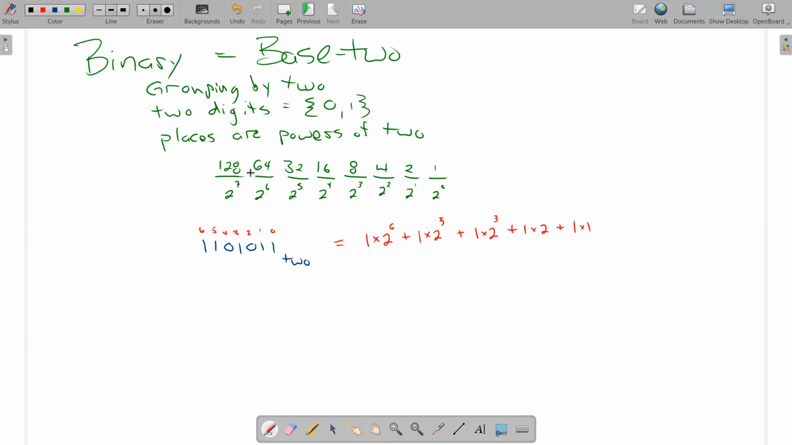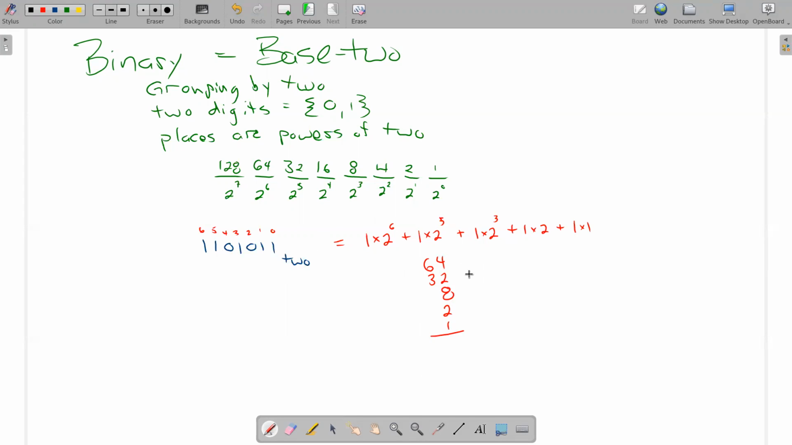And the cool thing about base 2, however, is that if a place is there, it's just that place. There's no 2 times it or 3 times it. It's just there or it's not. So 64 was there, 32 was there, 16 was not, 8 was there, 4 was not, 2 was there, and 1 was there. So I just write down the places I have. Other ones are zeroed out.